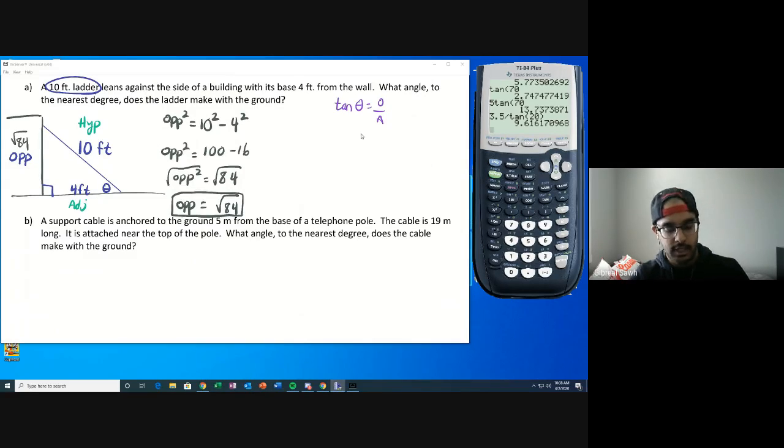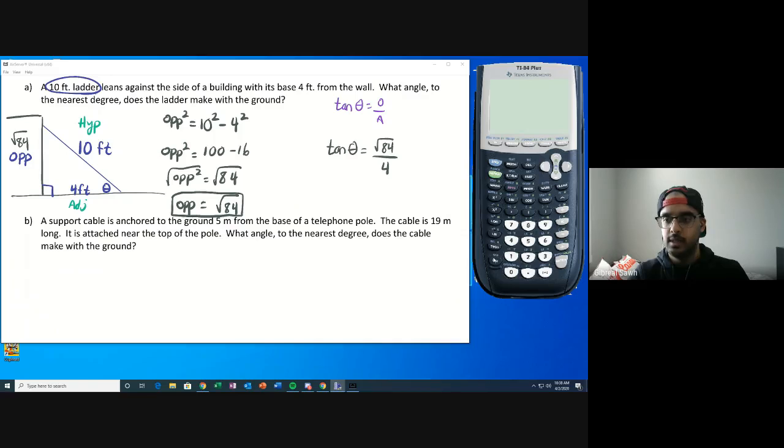Now we know how to set up our trig ratio using the opposite and the adjacent. So we're going to use tangent once again. Now the angle is what we're going to find. So tan theta equals that opposite over adjacent. So fill in what you know now. Now I know the opposite is the square root of 84. Adjacent side length is 4. Now I'm trying to locate an angle. That means I need to use the inverse function on my calculator. So theta is equal to the inverse tangent of our fraction, square root 84 over 4. I'm going to move some stuff here.